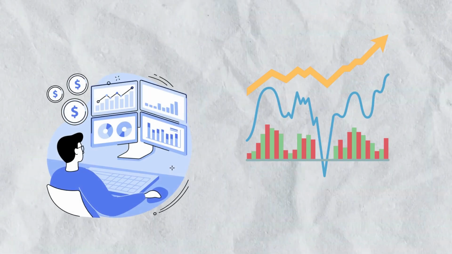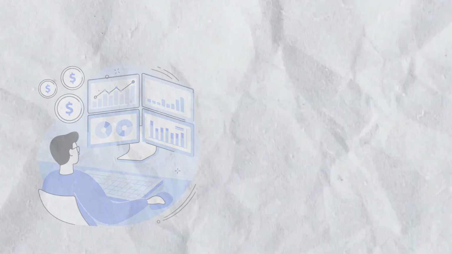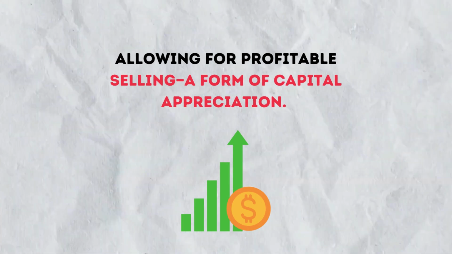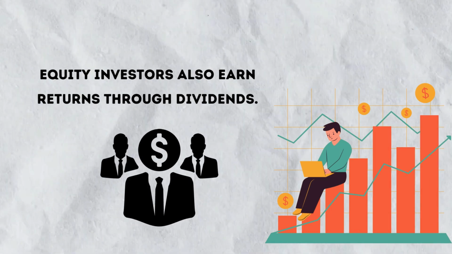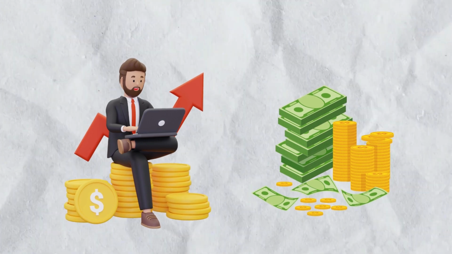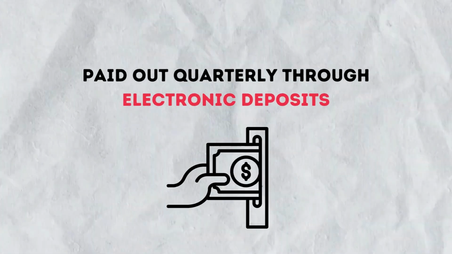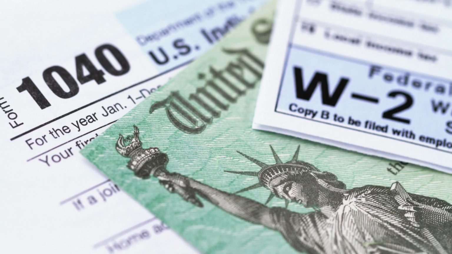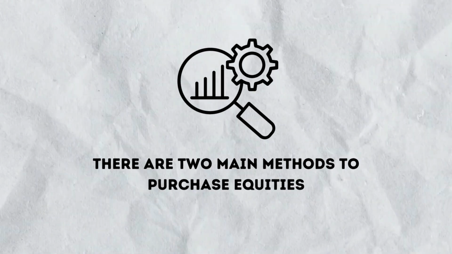Firstly, when stock prices rise, your equity stake's market value increases, allowing for profitable selling, a form of capital appreciation. Secondly, equity investors also earn returns through dividends. As partial company owners, they receive a portion of profits, usually paid out quarterly through electronic deposits, replacing the traditional paper checks. There are two main methods to purchase equities.